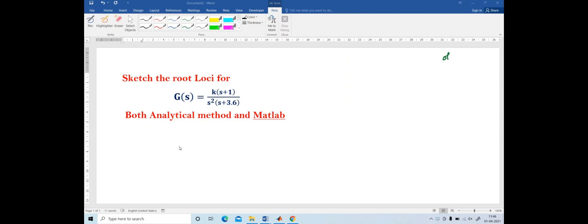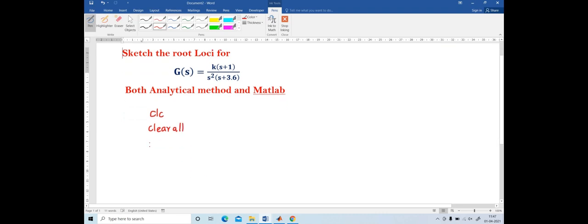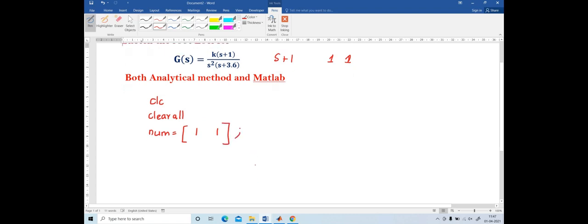Now we are going to see how to write the program in MATLAB to sketch the root loci. So what is step number 1? CLC, then clear all. Let's write num. Num is the numerator, so num equal to square bracket. What is the coefficient of s plus 1? Coefficient of s is 1, coefficient of s power 0 is also 1. So 1, 1, then put semicolon.